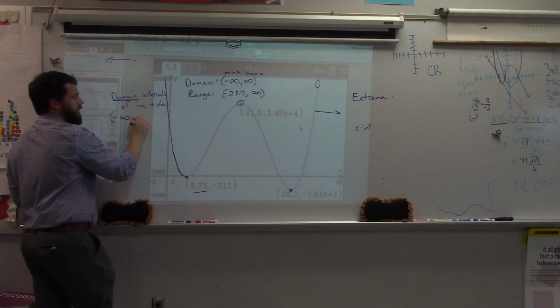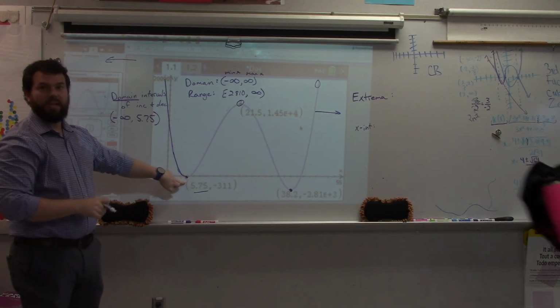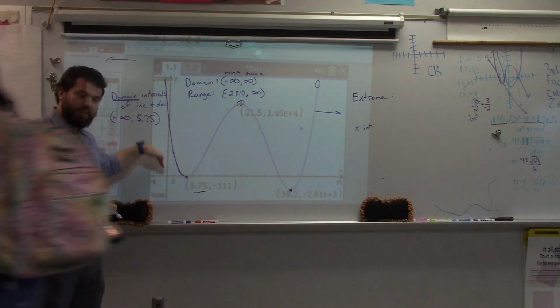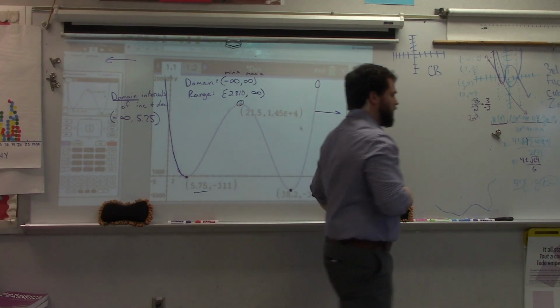How about 5.75? You see how it stops at that minimum? That's the whole point of a minimum: it stops decreasing and starts to increase. Okay, we're going to pick up with that tomorrow.